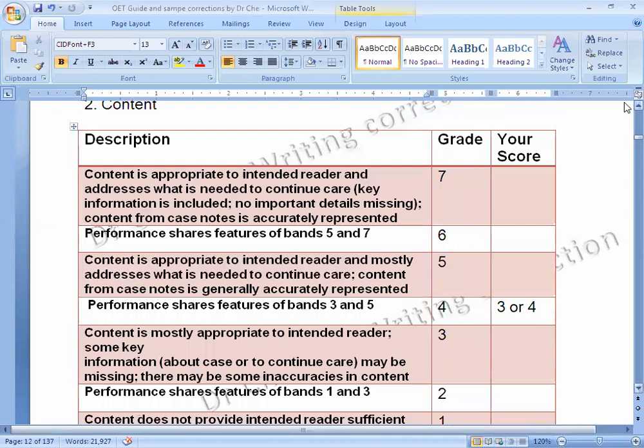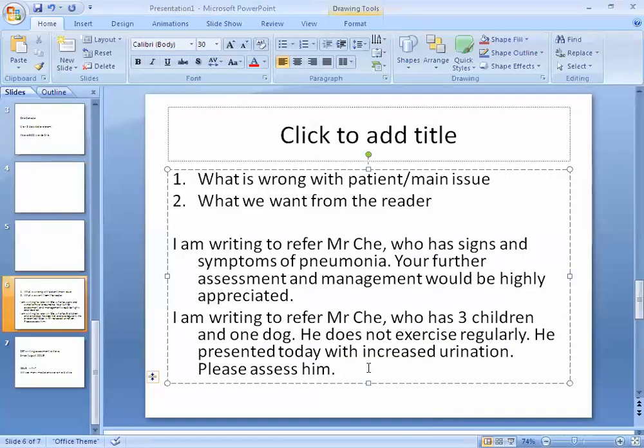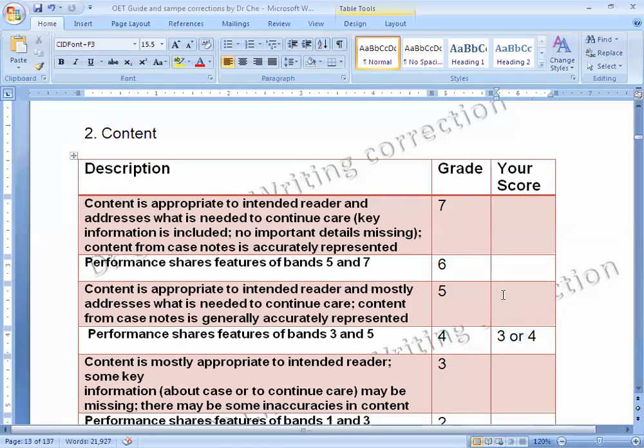The next criterion is content. Dr. Mubashir, can you tell me what content means in general? Content means all the detailed history. Okay, what is included in your letter. For example, if we talk about pizza, what is the content of pizza, what does it include? If you don't add salt in your pizza, then it would not be tasty. If you don't add cheese, it would not be good. So it is the content of your letter.